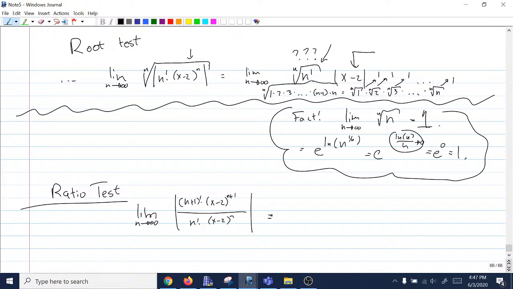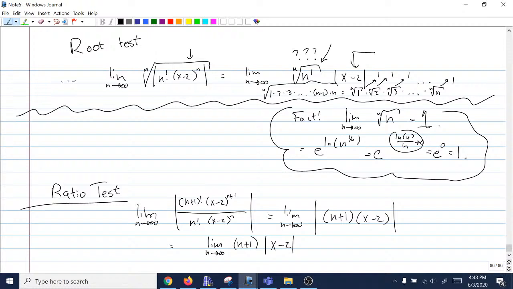(n plus 1) factorial over n factorial is just n plus 1. (x minus 2) to the n plus 1 over (x minus 2) to the n is just x minus 2. Okay, the ratio test gave us something way simpler. n plus 1 is positive, so it doesn't need the absolute value. The x minus 2 is sometimes positive, sometimes negative, so it does need the absolute value.